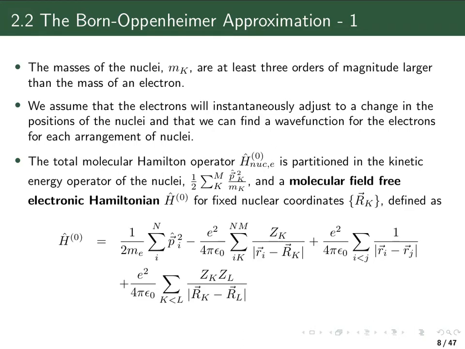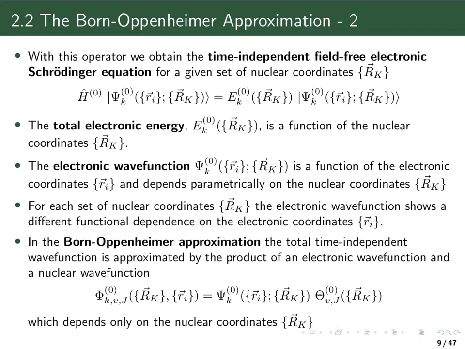As a next step, we now want to write up an eigenvalue equation for this operator, which I have given here. Of course, you could call that a time-independent, field-free electronic Schrödinger equation for a given set of nuclear coordinates. But essentially, it's just the eigenvalue equation for this Hamiltonian, where we get some energies as the eigenvalues of this Hamiltonian, and we have a wave function, which is the eigenfunction of this Hamiltonian.